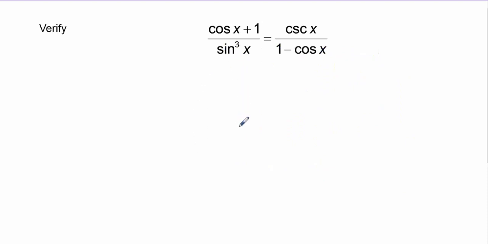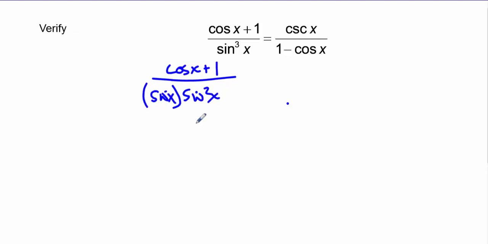This cube scares me a little bit. I can give you a little bit of an idea of a way to get rid of that. The thing that I notice here is I have a 1 plus cosine x, and I have a 1 minus cosine x here. Those are difference of squares, like cosine squared minus 1 or something of that nature. And I know that's a Pythagorean identity. So what I'm going to do here is pull apart this sine cubed. I'm going to say that cosine x plus 1 over sine x times sine squared of x.